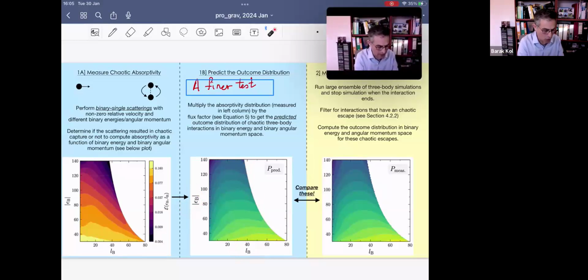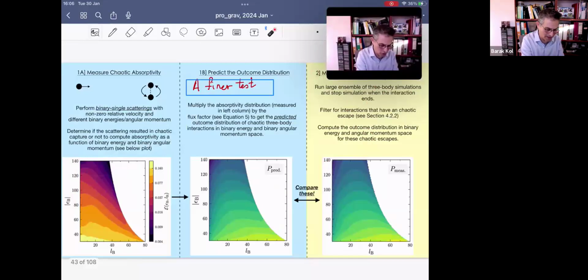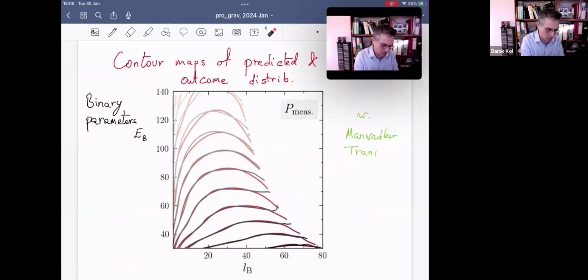And you can see how close they are. In fact, we can even show it better how close they are. These are the contour maps. One of them, it doesn't matter so much which one, is the predicted, and the other one is the measured, the contour plots. You see how close they are. They're not only close to the eye, they're extremely close.